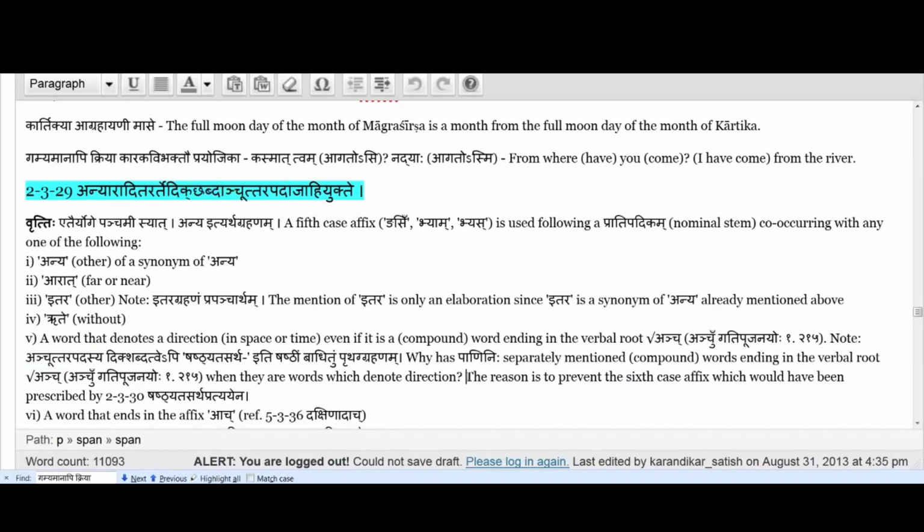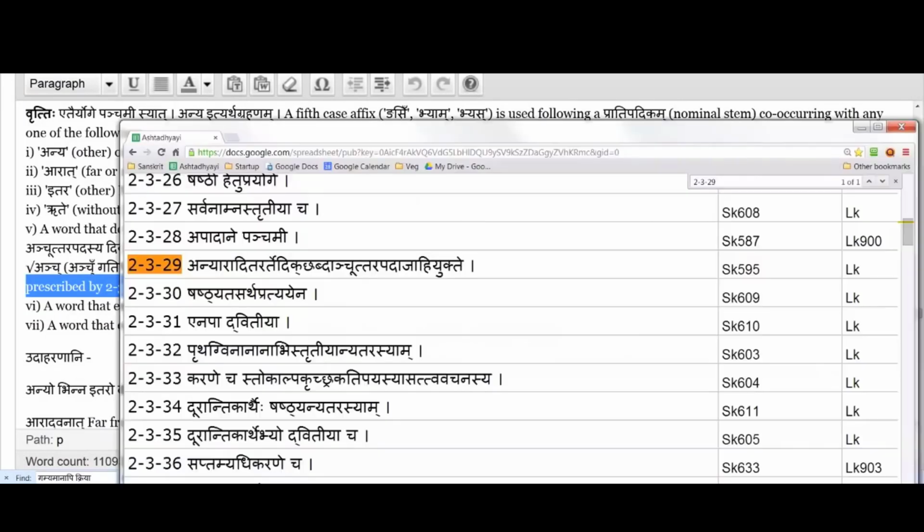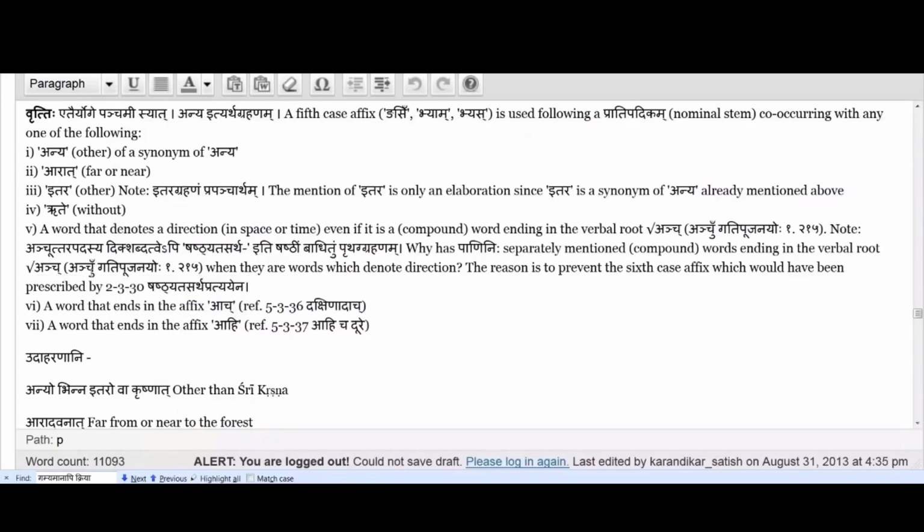The reason is to prevent the sixth case affix, which would have been prescribed by the following sutram in the Ashtadhyayi 2.3.30, Shashtyata Sartha Pratyayena. We will be studying the sutram 2.3.30 shortly. At that time, we'll look at more details.